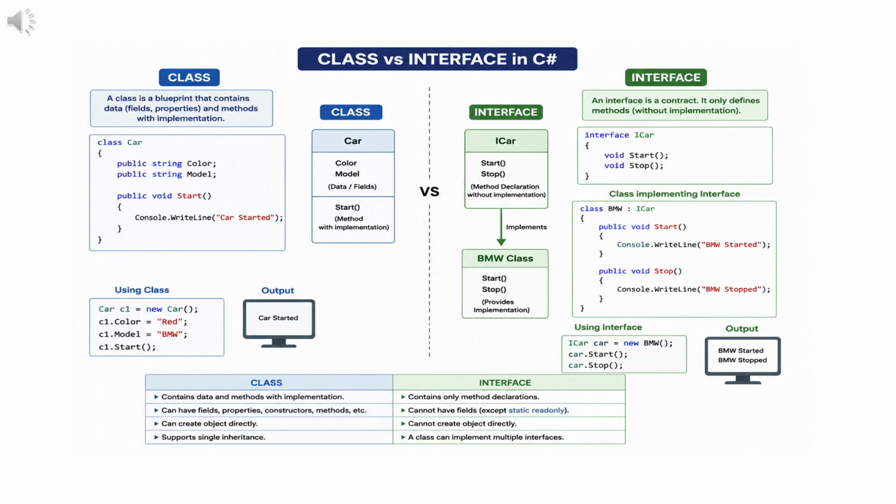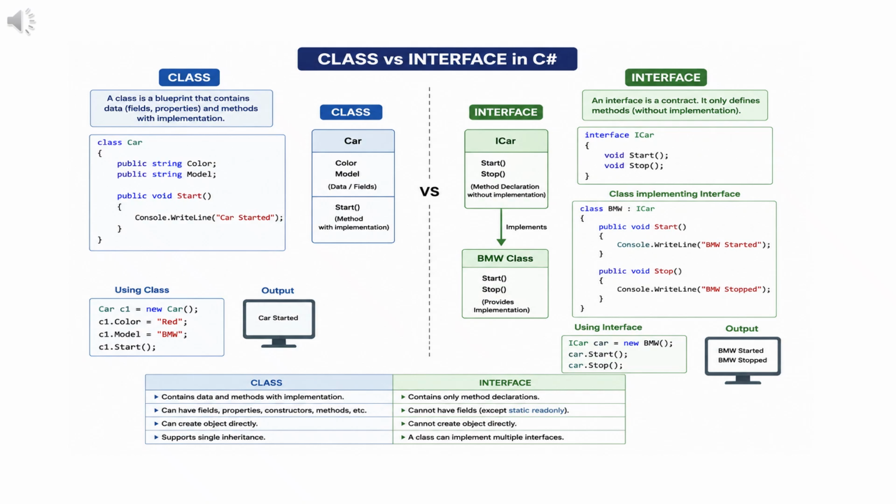Middle diagram shows the relationship visually. ICar only declares start, stop, and the arrow labeled implements points down to BMW class, which actually provides the code for those methods. Bottom comparison table summarizes the key rules. A class holds data and implemented methods. An interface holds only method declarations, no implementation, except static read-only fields.